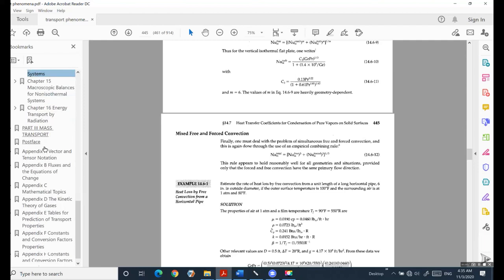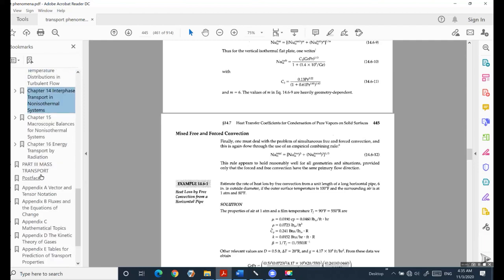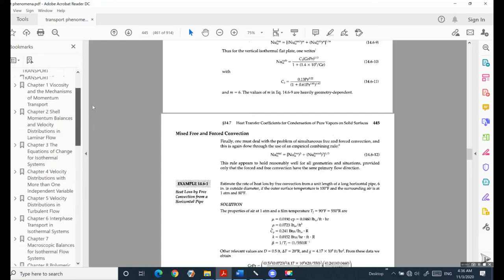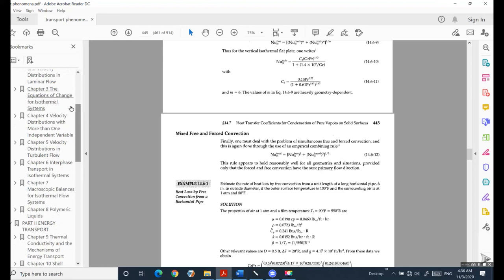Then I'm going to move to the section on mass transport. I will go over the chapters one by one, also in section 3. But later I will come back and start from the beginning and go over some special topics and more details on some parts of the book.